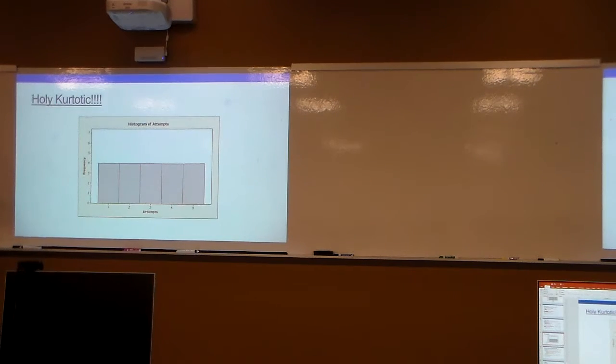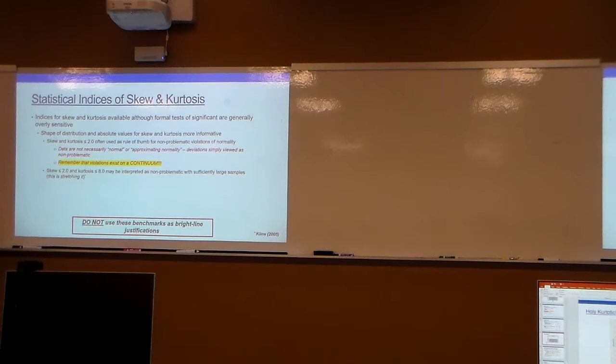Okay. Very kurtotic, right? This is our negative kurtosis. A square distribution would be the primary example of a distribution having very negative kurtosis. When we're running data, if we see a negative kurtosis value, this is probably what you should be thinking. It's probably going to look like something along these lines. Okay. So, we're thinking about statistical indices of skew and kurtosis.